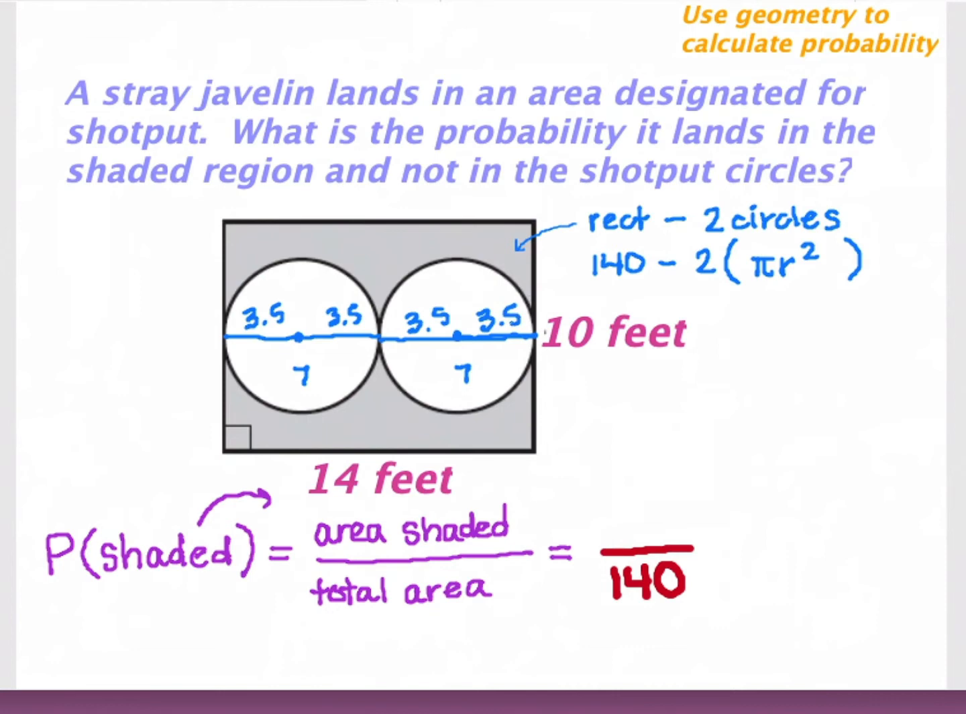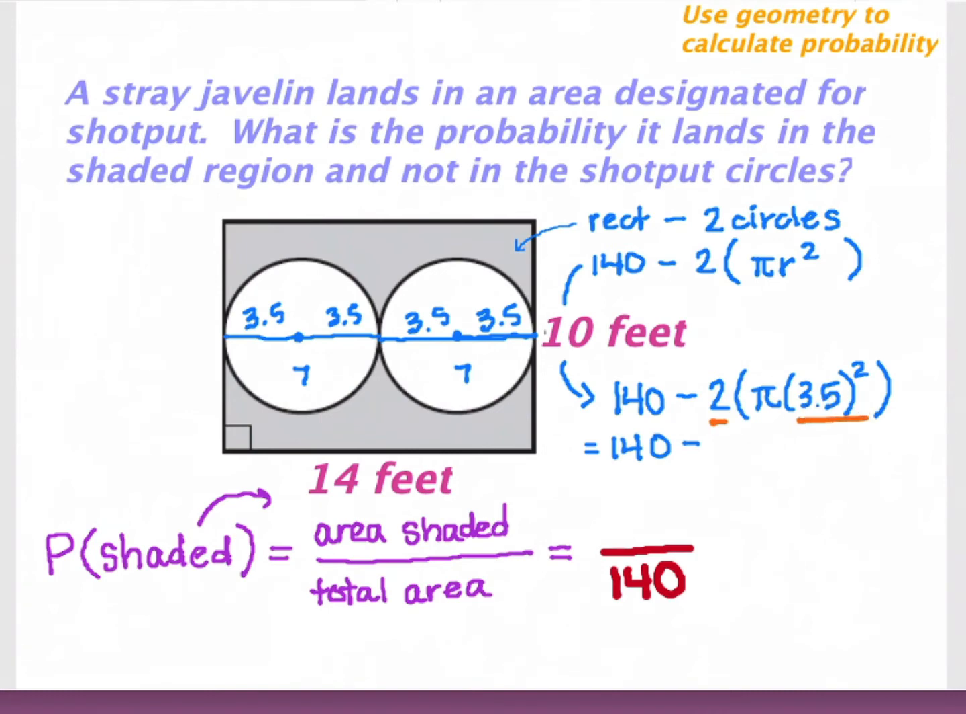So back to that shaded area, we're talking 140 minus 2 times pi times 3.5 squared, which would be 140 minus, and in terms of pi, let's just leave the pi out for a second and just multiply the 2 times the 3.5 squared, because that's 24.5.